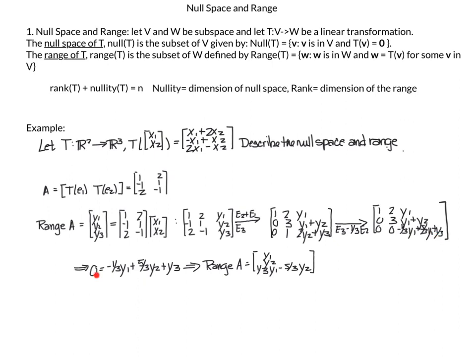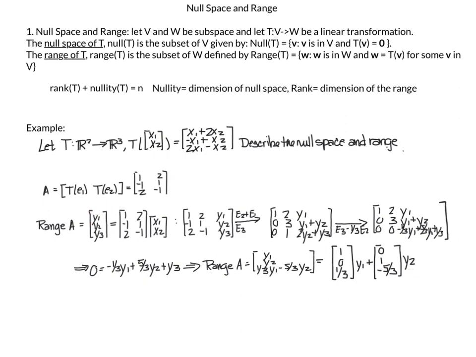Looking at this last condition, that tells us 0 is equal to minus 1/3 y1 plus 5/3 y2 plus y3. So the range of A takes the form (y1, y2, y3) where y3 is equal to 1/3 y1 minus 5/3 y2. Separating out my y1 from my y2, in the first coordinate we have 1 times y1. The second coordinate, there are no factors of y1, so it's 0. And the last coordinate is 1/3 times y1. Plus, looking at y2, no factors of y2 in the first coordinate, 1 times y2 in the second coordinate, and minus 5/3 times y2 in the last coordinate.